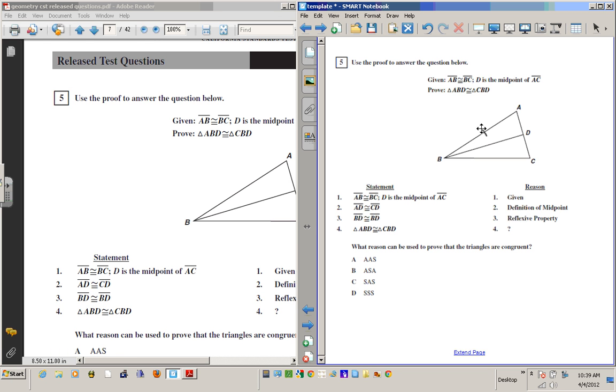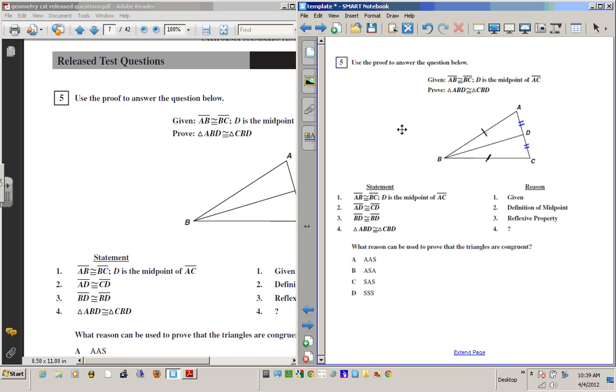That means this side right here is congruent to that side. Okay, they're the same length. B is the midpoint of AC. Midpoint means that these two sides are divided evenly, which makes them congruent. So this side right here is congruent to that side. Okay? Prove that triangle ABD, follow the order, ABD is congruent to CBD.